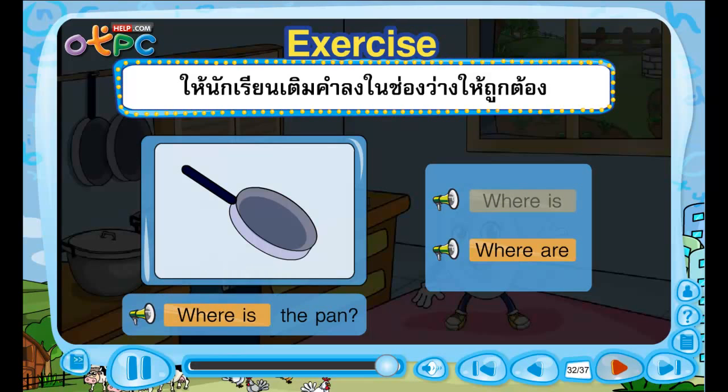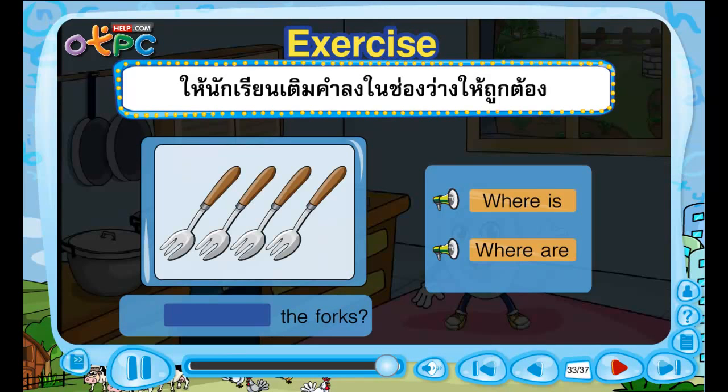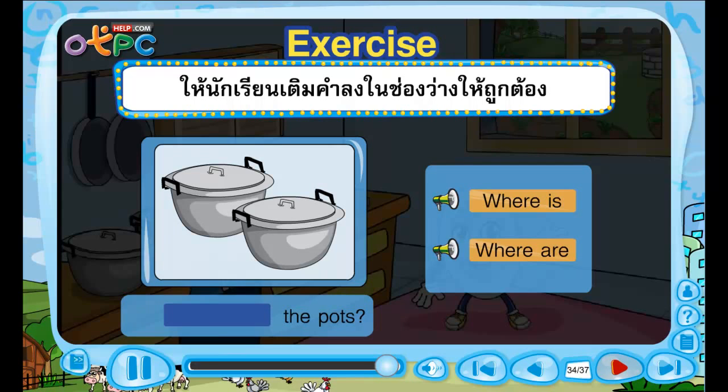Excellent. Where is the pan? Excellent. Where are the forks? Excellent. Where are the pots?